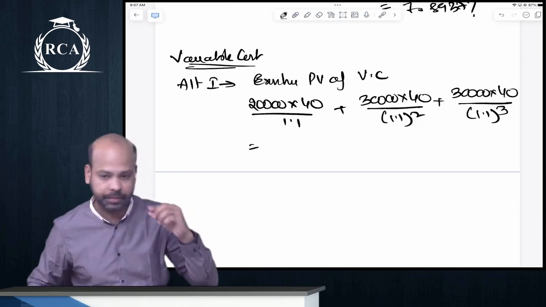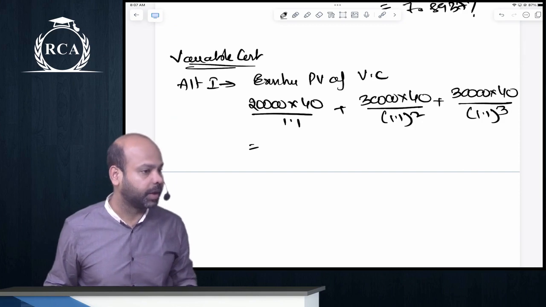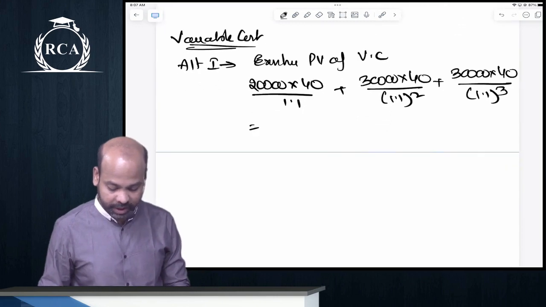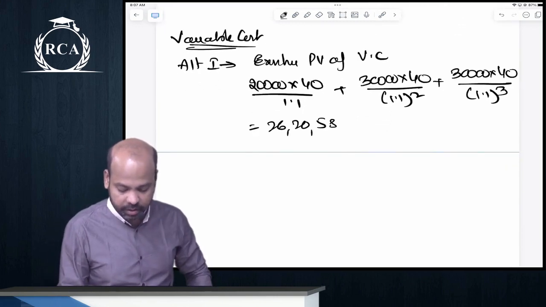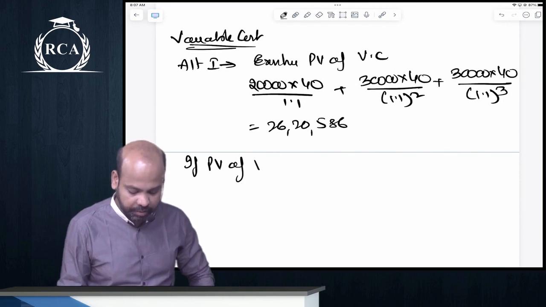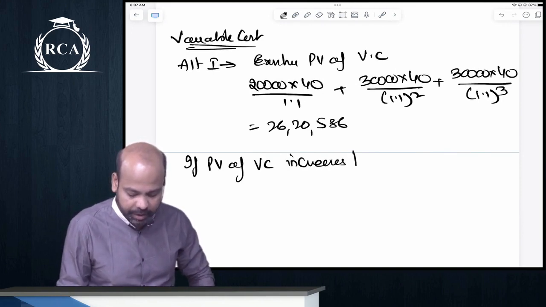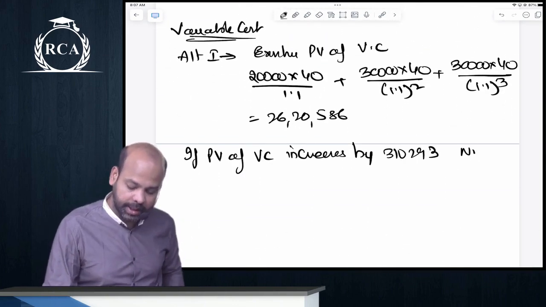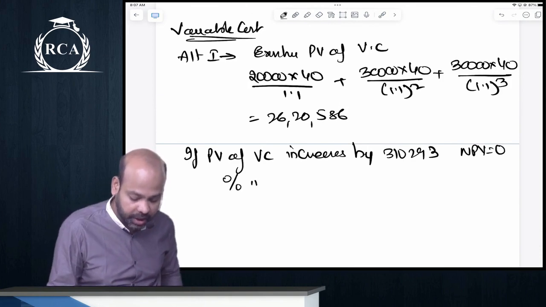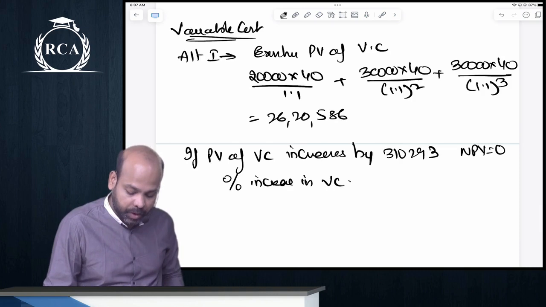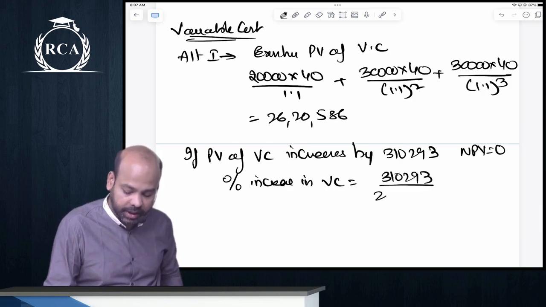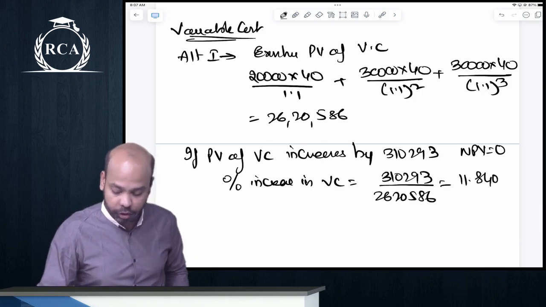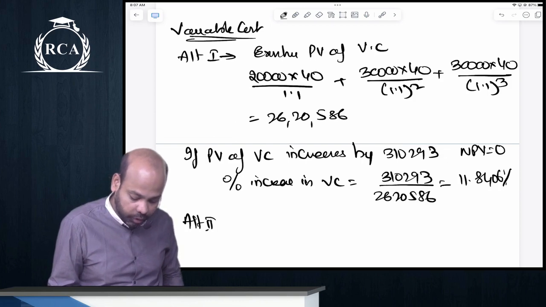How much is this, guys? Existing present value of variable cost, beta, 26 lakhs 580. If present value of variable cost increases by how much, beta, existing NPV 3,10,293, beta, NPV will become 0. So percentage increase in variable cost, beta, is this divided by 26 lakhs 20,586. 11.8406.